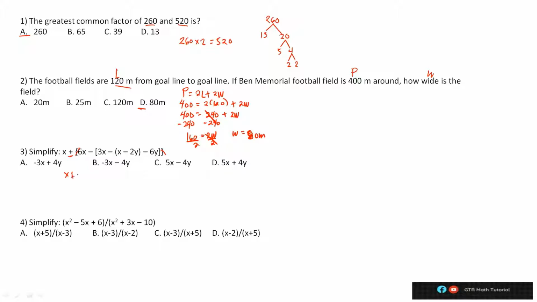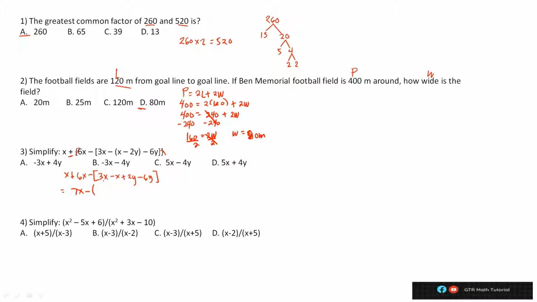Okay, so we have x plus 6x. Then we have minus, so we have 3x. Let's remove this grouping symbol, the parenthesis. Minus, so this becomes negative. This one is positive. So, minus x plus 2y. Then just copy this, minus 6y. So, let's simplify. We have x plus 6x. We can already combine this because it is outside. So, we have 7x.